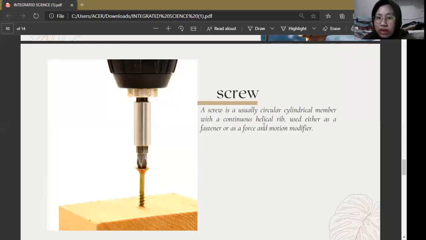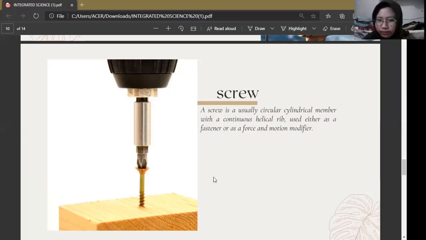So a screw is actually a usually circular cylindrical member with a continuous helical rib used either as a fastener or as a force and motion modifier. What does it mean by a fastener? What does it mean by a motion modifier? So motion modifier and fastener are actually what make the screw the screw.